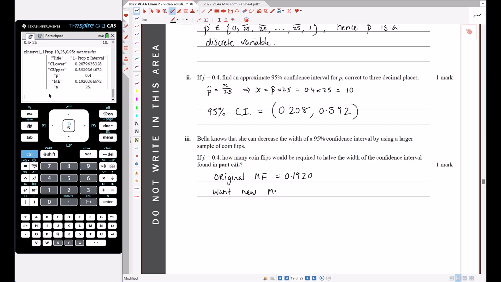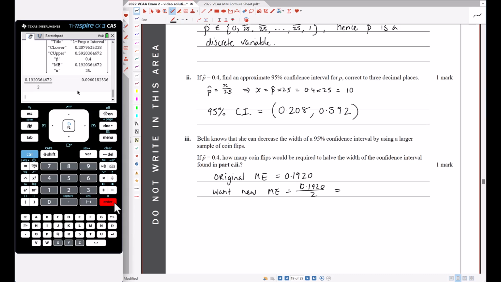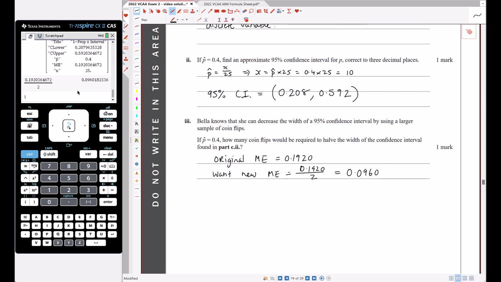Okay, so we want our new margin of error to be half of that. 0.1920 divided by 2. The value is 0.1920364672, so I'm just copying it out from there. So it's as exact as I can get it. Okay, so I want my new margin of error to be 0.0960. Okay, so the margin of error is 1.96 times the square root of p hat times 1 minus p hat over n, and I want that to be this.